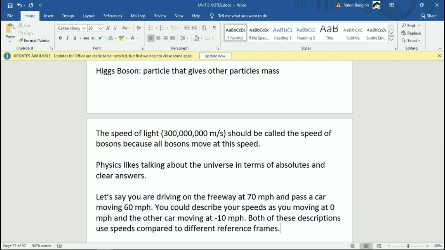The second example is where the reference frame is yourself. You are moving 0 miles per hour compared to yourself, and the other car is moving negative 10 miles per hour compared to yourself. So both of those descriptions are fine. It's just that you have to be careful about which reference frame is actually important for the question you're answering. Again, it would not make any sense to use the reference frame of yourself when talking about how much distance you have covered on the road. There's no reason to describe a question like that.